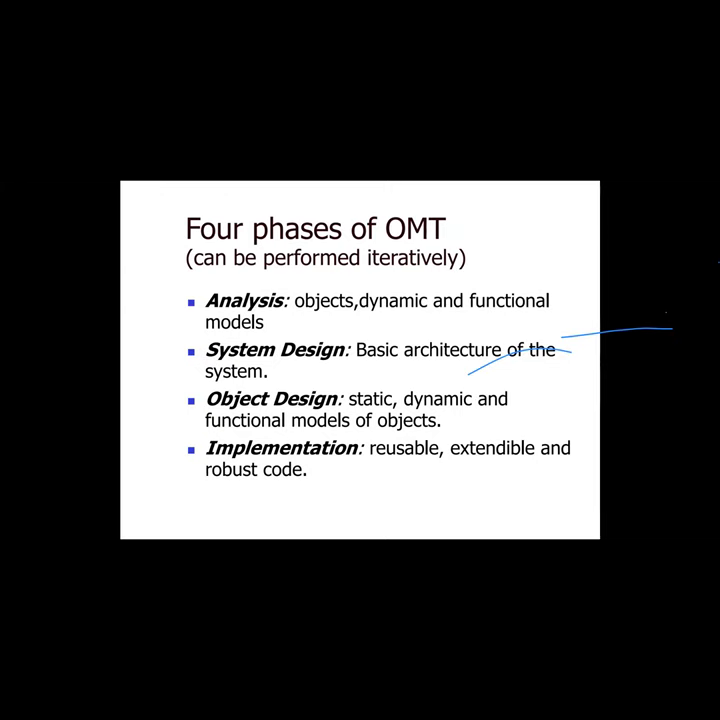It can be analysis, where the object's dynamic and functional models can be easily identified and represented. During the analysis phase, we identify the objects and the dynamic state of various functions, and the various functional attributes of any process can be represented. Then comes system design, the basic architecture of the system: how the system will look, what the internal components and internal functions are, what the input is, what processes we are going to do, and what the expected output will be. That can be fixed using the design.